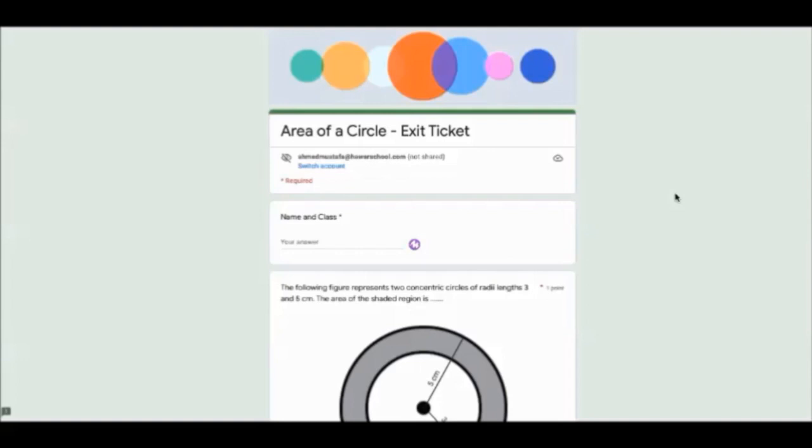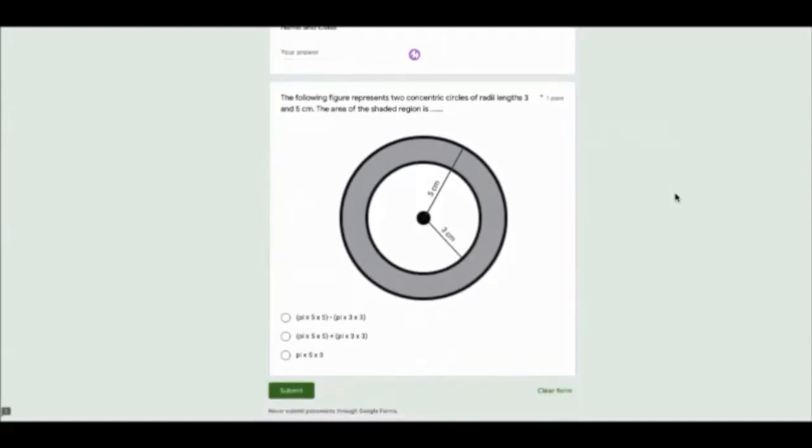Now you will have this exit ticket. You will have only one question, and I want you to answer this question. If we have two circles as shown, the length of the radius of the first circle is 3 centimeters and the radius of the second circle is 5 centimeters, and we want to find the area shaded. What should we do? Should we multiply pi by 5 by 5 minus pi by 3 by 3, or should we multiply pi by 5 by 5 plus pi by 3 by 3, or we should multiply pi times 5 times 3 to find the area of the shaded part?